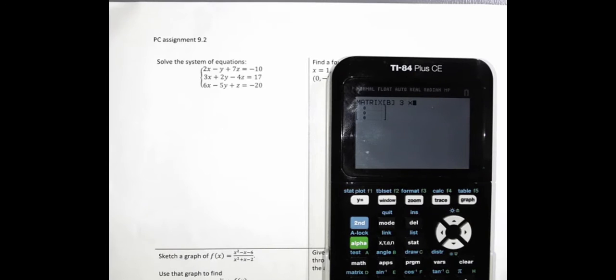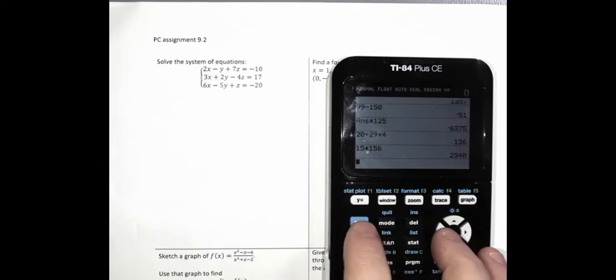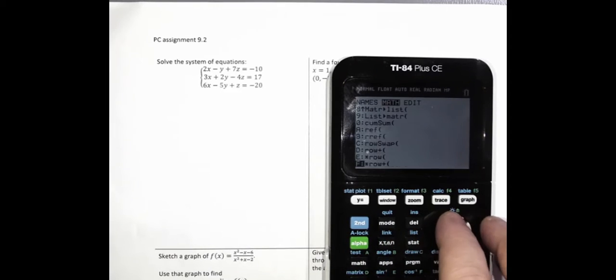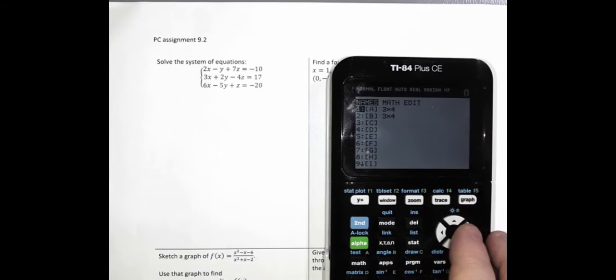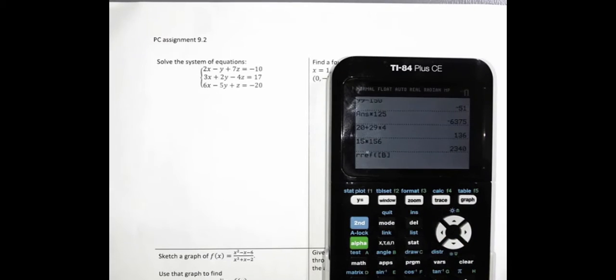I need a 3 by 4 matrix, and in that 3 by 4 matrix, the entries will be 2, -1, 7, -10, 3, 2, -4, 17, 6, -5, 1, -20. And then I will perform the matrix math called row reduced echelon form of the matrix B.